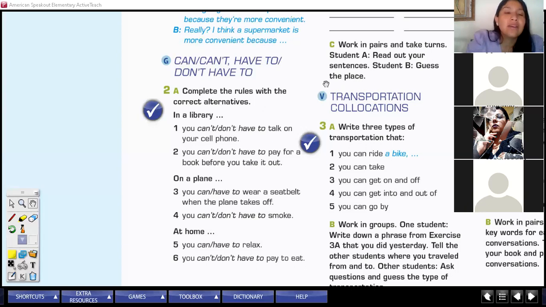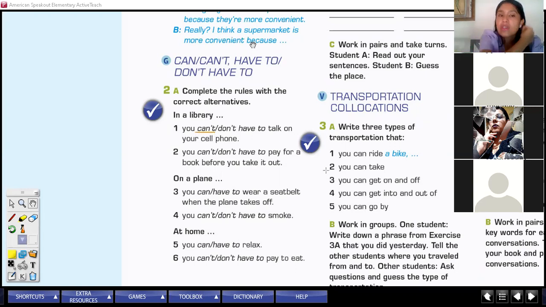Okay, let's go and check the answers because we still have more exercises to do. If you haven't finished, we can all finish together. Okay, in the first one, it says, in a library, you can't talk on your cell phone or you don't have to talk on your cell phone. You can't, right? Very good.